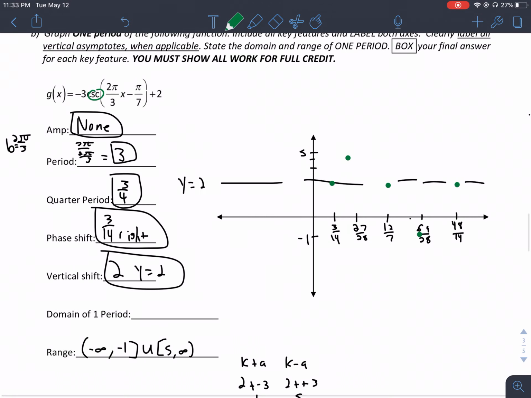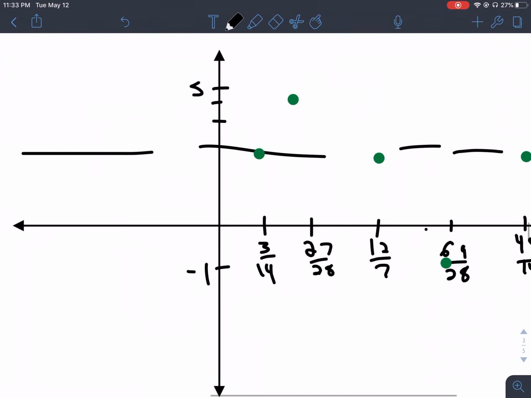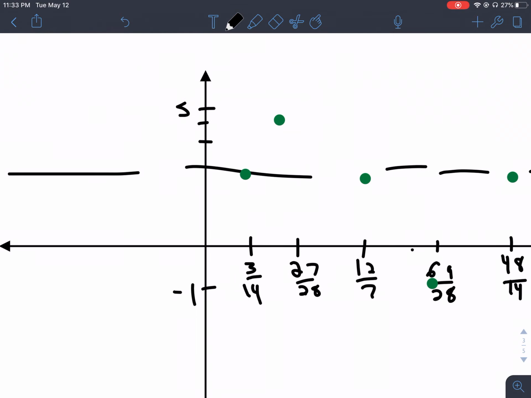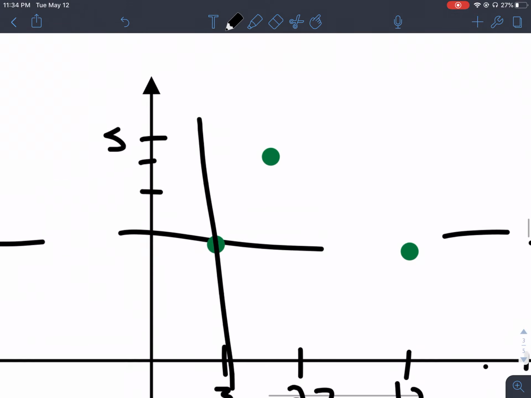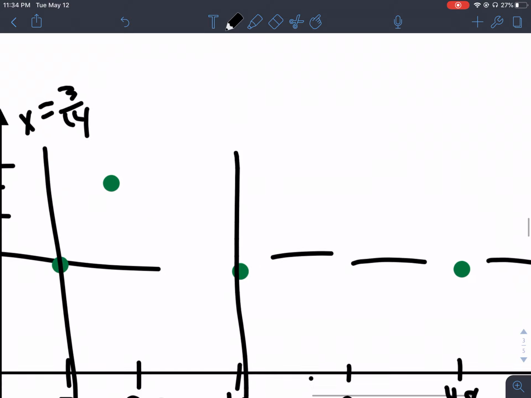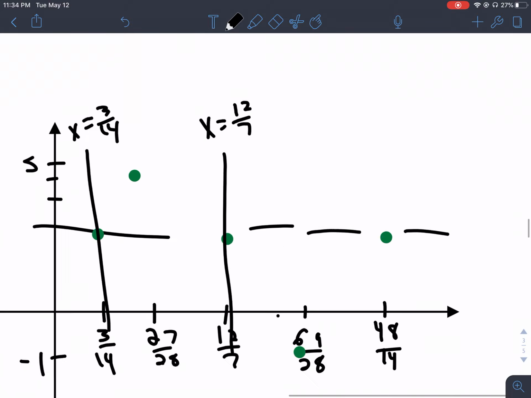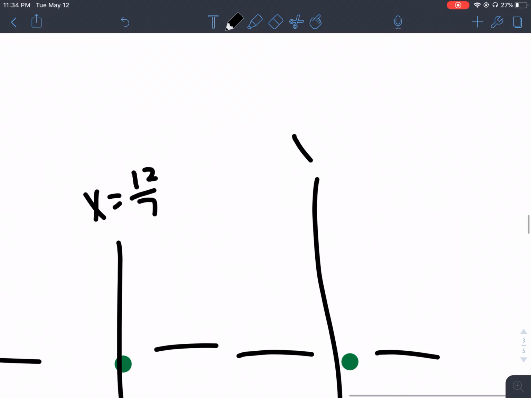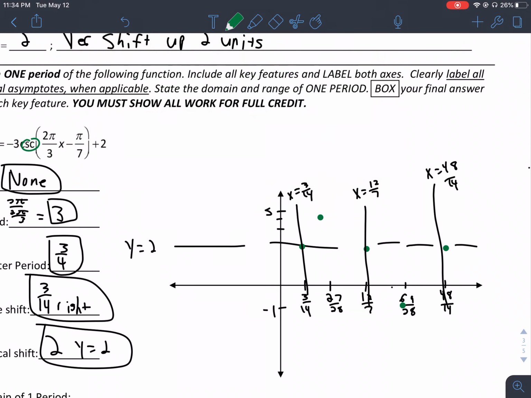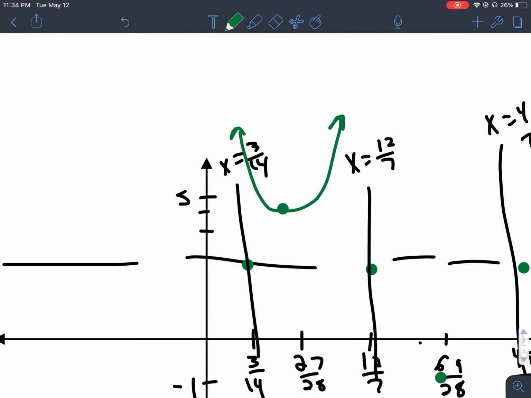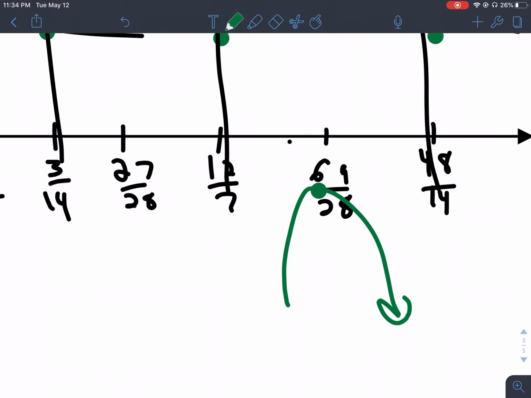Okay. And since the ranges are away from each other, we know that there would be asymptotes. So let me make this one. Our first one would be x equals 3 over 14. And then another one would be x equals 12 over 7. And then the last one would be x equals 48 over 14. And now we just graph. So this goes up, and then this goes down.